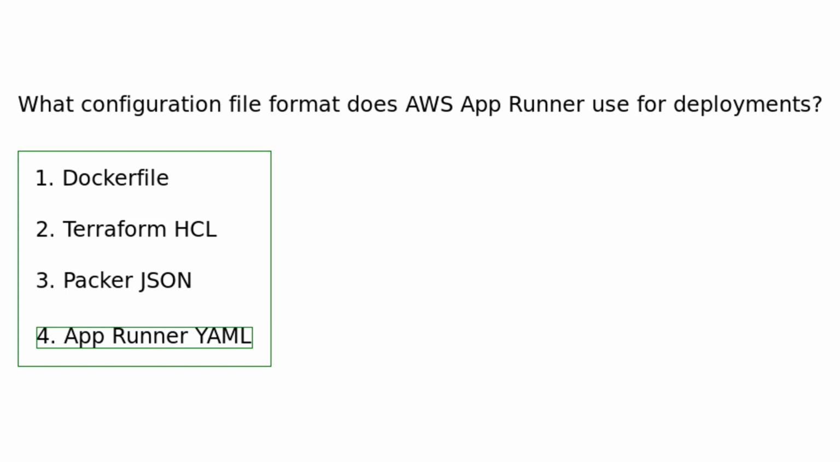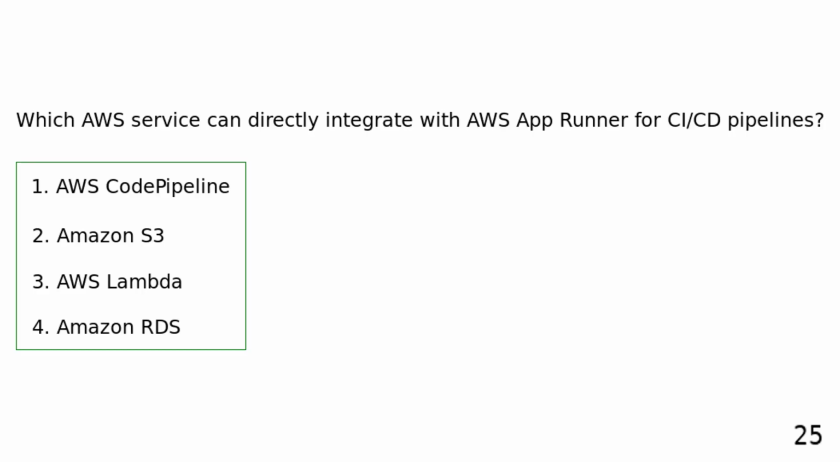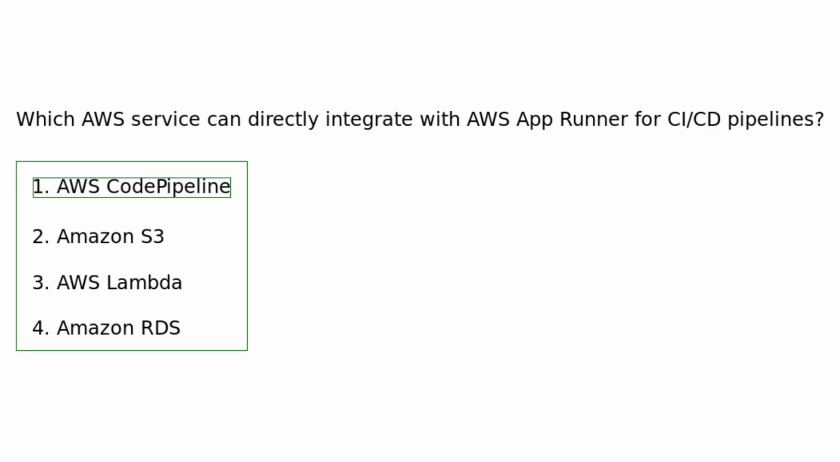AWS App Runner uses a configuration file in YAML format to define deployment settings and parameters. Which AWS service can directly integrate with AWS App Runner for CI/CD pipelines? AWS Code Pipeline. Amazon S3. AWS Lambda. Amazon RDS. AWS Code Pipeline can be used to set up continuous integration and continuous delivery pipelines that integrate directly with AWS App Runner for automated deployments.